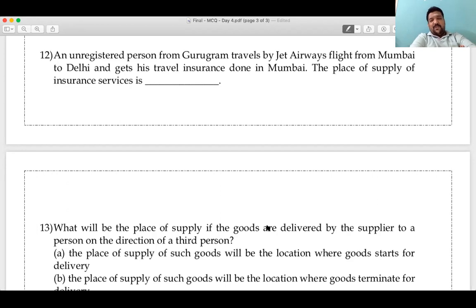An unregistered person from Gurgaon travels by Jet Airways flight from Mumbai to Delhi and gets his travel insurance done in Mumbai. The place of supply of services. You have to give the answer straight away. I'm sorry, because it is a fill in the blanks.